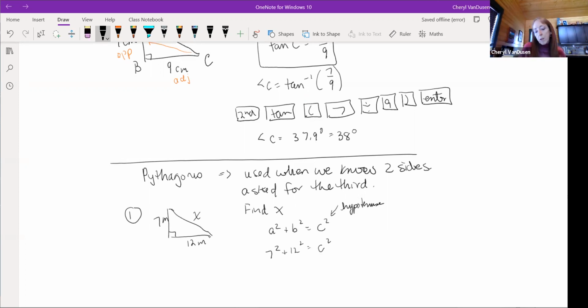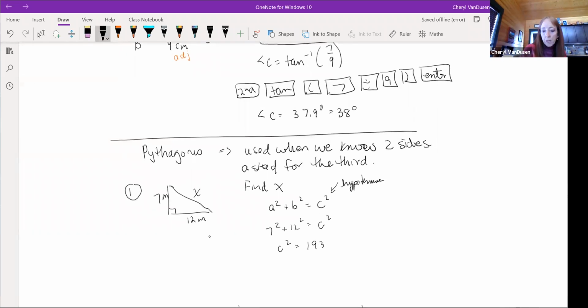Now you can do it longhand, but I would just do 7 squared plus 12 squared all at once in my calculator. Now I'm going to change the order of the sides because I like to have my unknown on the left-hand side. So c squared equals 193. And then just don't forget to take the square root of that, not the square of that, the square root.